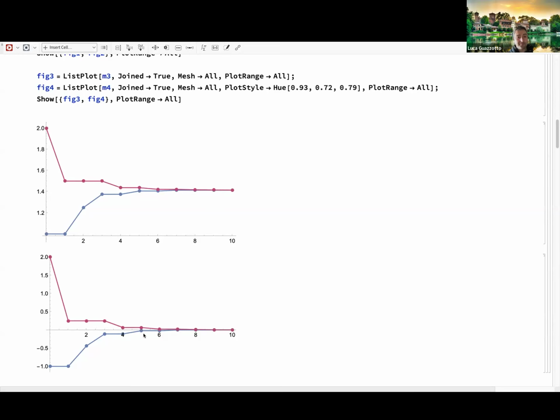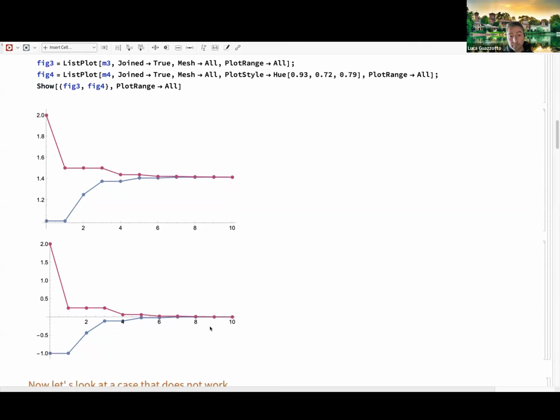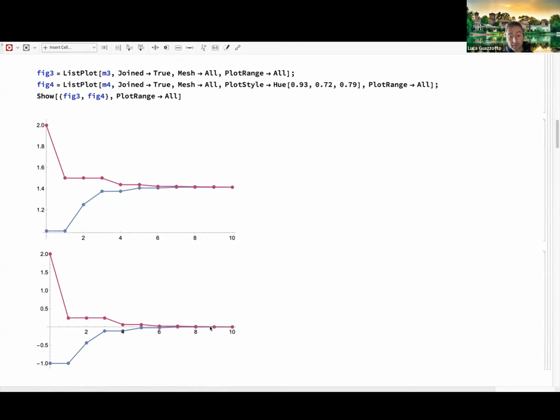Unfortunately, these two both start with 2, so I got twisted. But this is the value of x, and this is the value of the function. We should go to 0. Everything clear here?